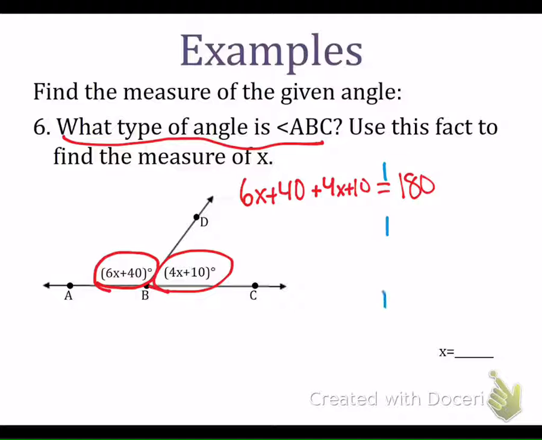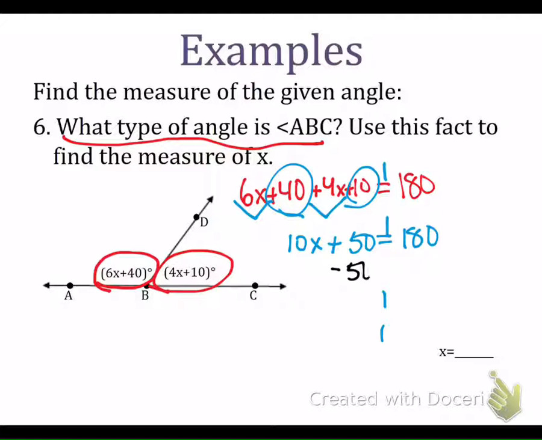So if I'm going to use my algebra skills, what is 6x plus 4x? 10x plus 50 equals 180. Subtract 50 from both sides. What is that, 130? Then what?